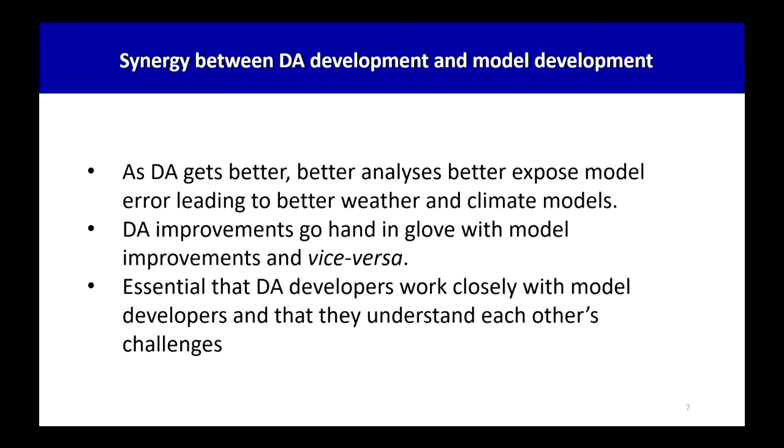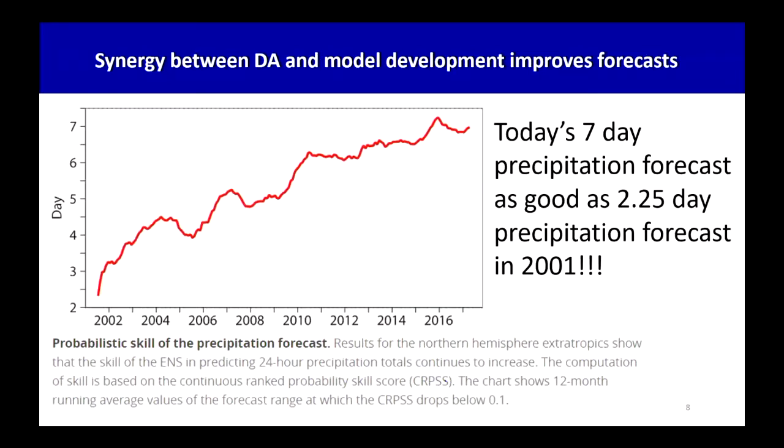All right. Okay, I mentioned this. As data assimilation gets better, you get better analyses and better exposed model error, leading to better weather and climate models. Data assimilation improvements go hand in glove with model improvements and vice versa. It's essential that data assimilation developers work closely with model developers and that they understand each other's challenges. The ECMWF is really good at that. Some centres get into separate groups and blame each other for the mistakes in the forecast. Doesn't help. Makes you feel better, but it doesn't help.